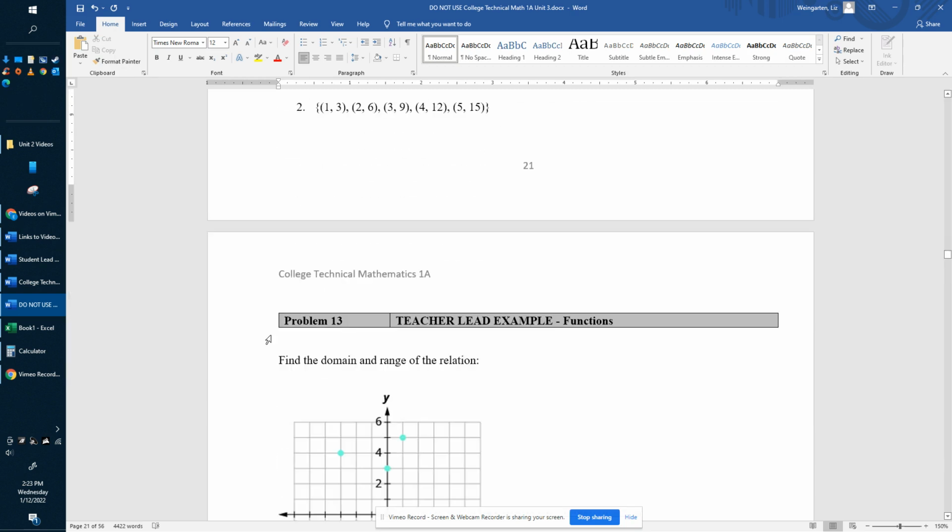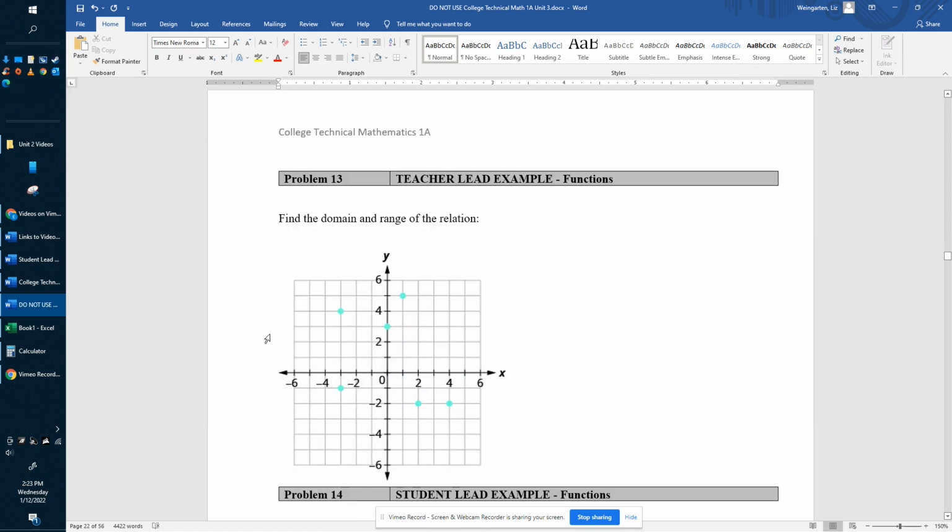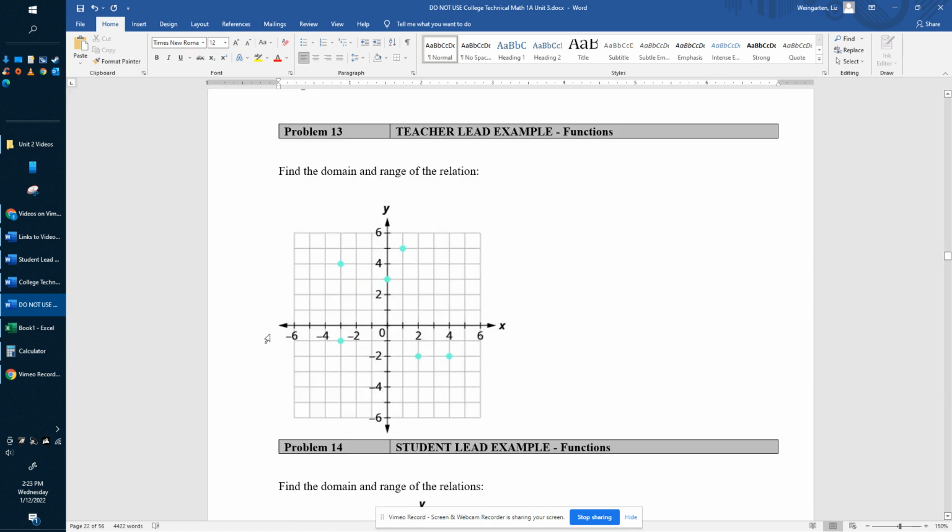Welcome back. We are going to move on to problem 13. Now we're not simply given the x and y values. They're actually plotted out for us here. So now let's start by just listing all of the points that are on this coordinate plane. So we have 1, 2, 3, 4, 5, 6 points. What's this one? We have x is -3, y is +4.